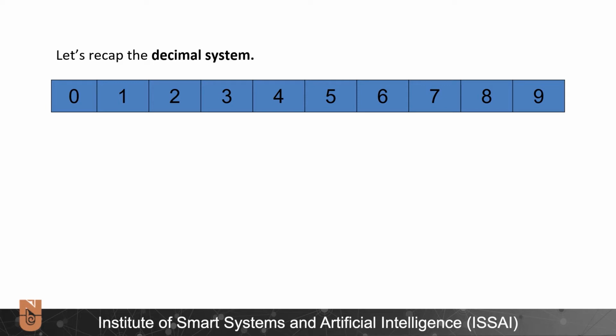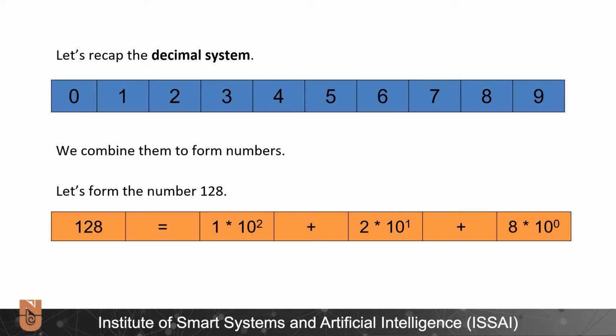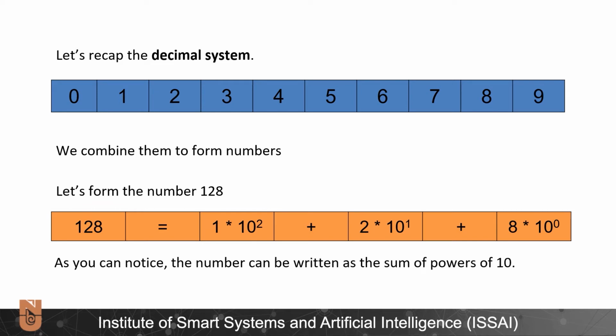As you already know, we have 10 digits starting from 0 to 9 to represent the numbers. We can combine these 10 digits to form and represent any number we want. Let's look at the example. Let's form the number 128. To form the number 128, we can take 1 of 100, 2 of tens, and 8 of ones. As you can notice, the number can be written as a sum of powers of 10. Using this technique, we can represent any number we want using a decimal system.